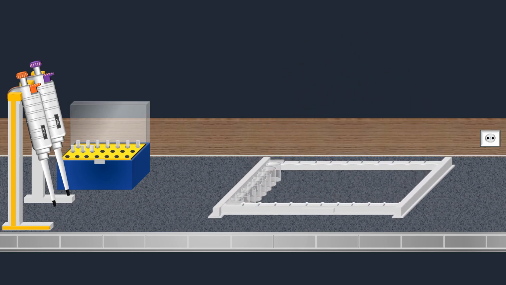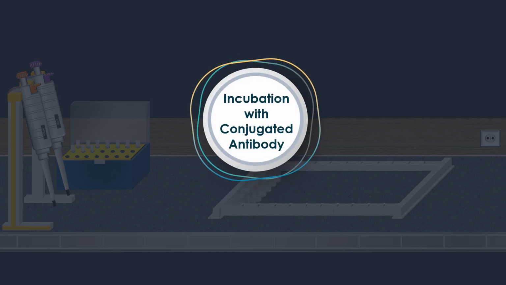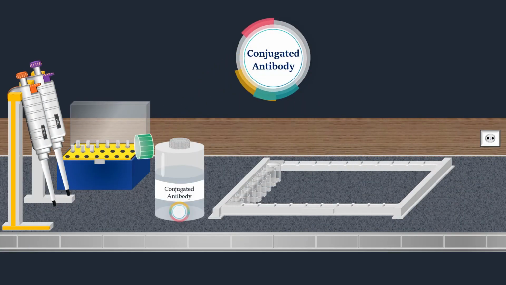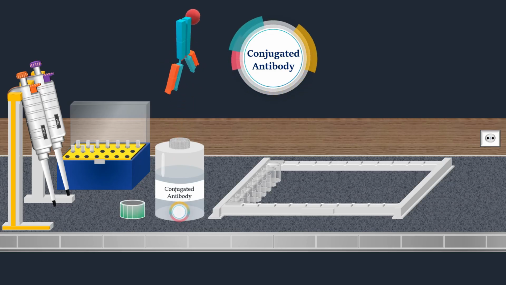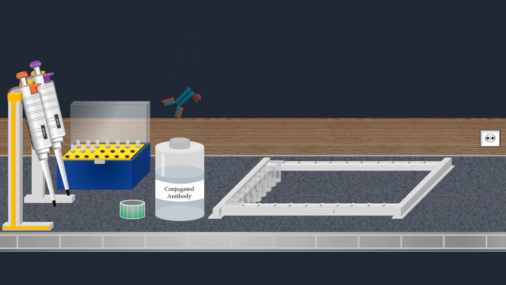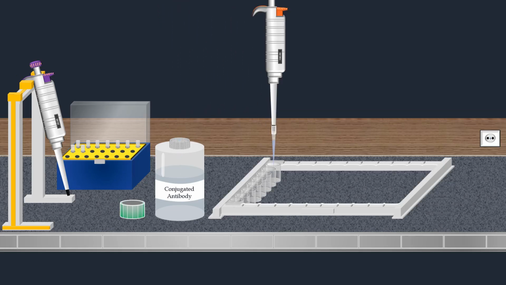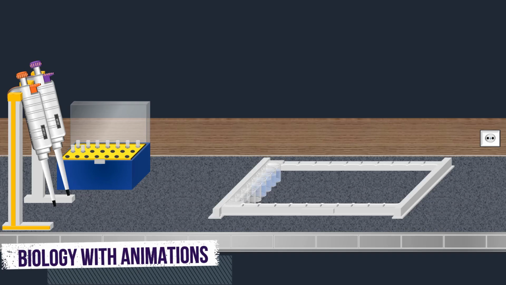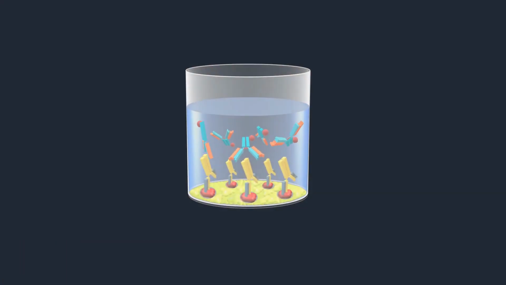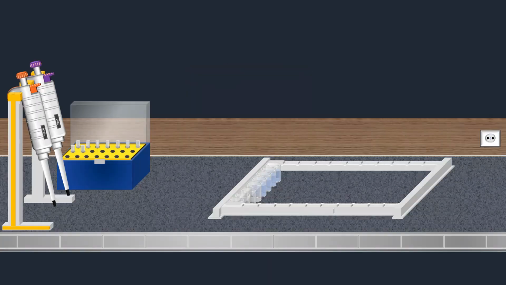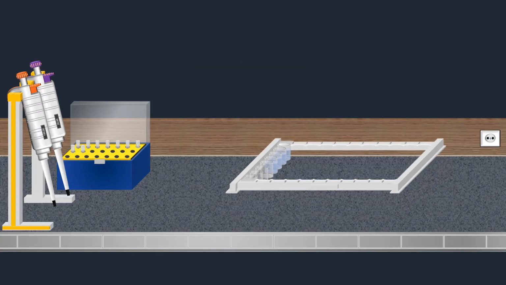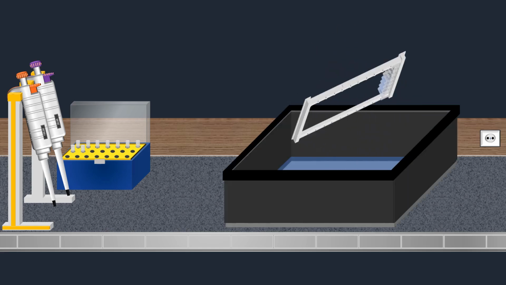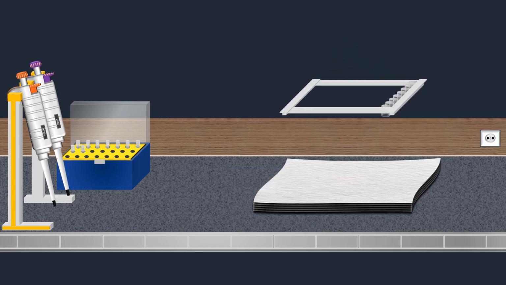After washing away any unbound substances, the next step is the incubation with a conjugated antibody, also known as a secondary antibody. By using a conjugated antibody, we can detect and quantify the presence of the targeted antibodies. The conjugated antibody solution is added to each well, then the well strip is covered and incubated. The conjugated antibody is specifically designed to bind to the antibody-antigen complexes present in the wells. Next, the conjugated antibody solution is removed from each well, ensuring that any remaining liquid is eliminated.